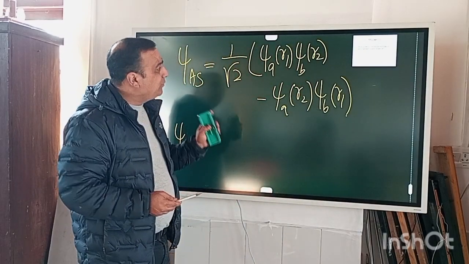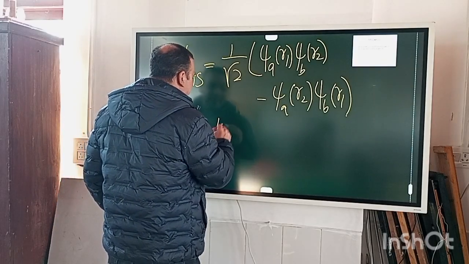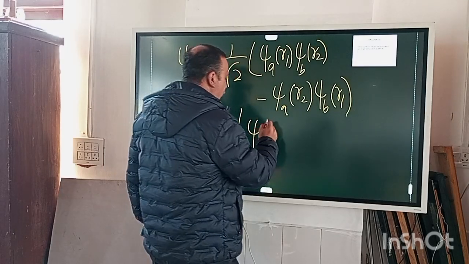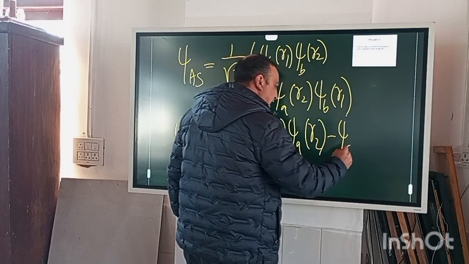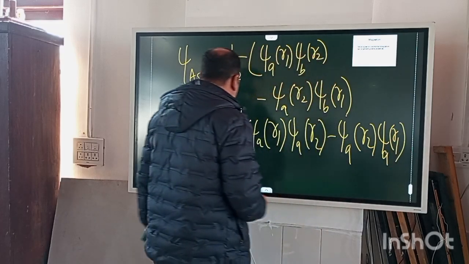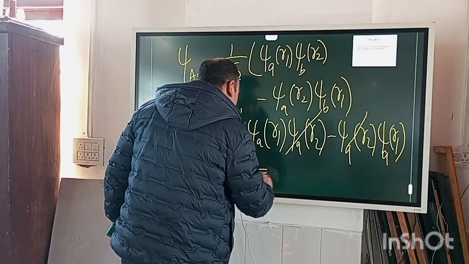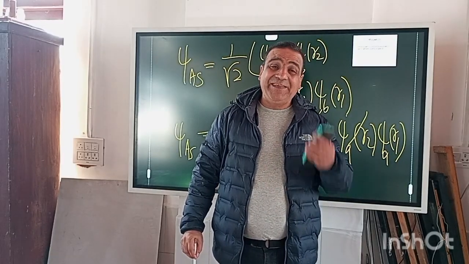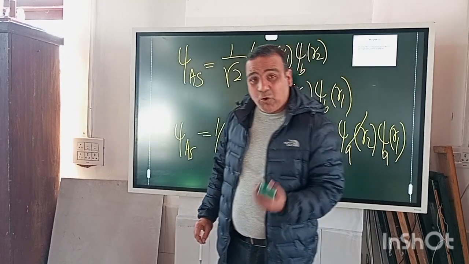Now, if you have both the electrons in the same quantum state, then can we measure the wave function for them? And the answer is no. So this is 1 by under root 2. So you will have psi A of R1, psi A of R2 minus psi A of R2, psi A of R1. So the two will perish, and the wave function that we will obtain is 0. Now, if the value of the wave function is 0, the probability of calculating the existence of the two particles is 0.